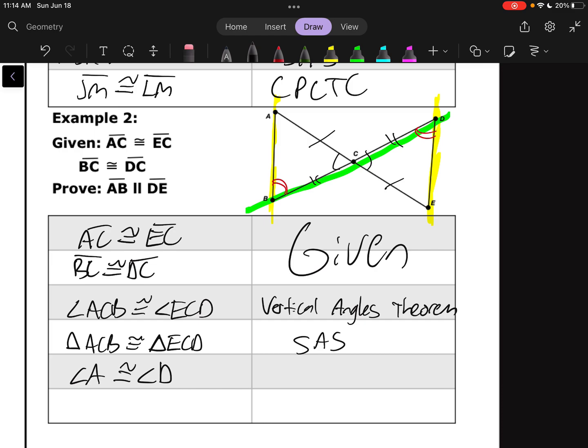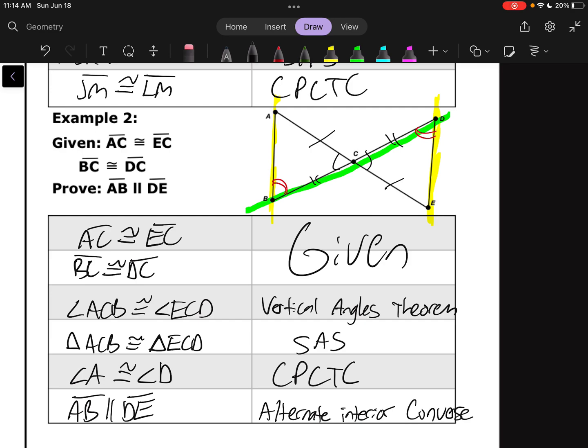Angle A congruent to angle D, CPCTC. And then those are alternate interior angles with those lines that we want to be parallel. And the alternate interior converse says that if the alternate interior angles are congruent, then the lines are parallel. So we're going to wrap this up with a little alternate interior converse. Okay, hopefully that went well, but that's going to wrap up our video here.